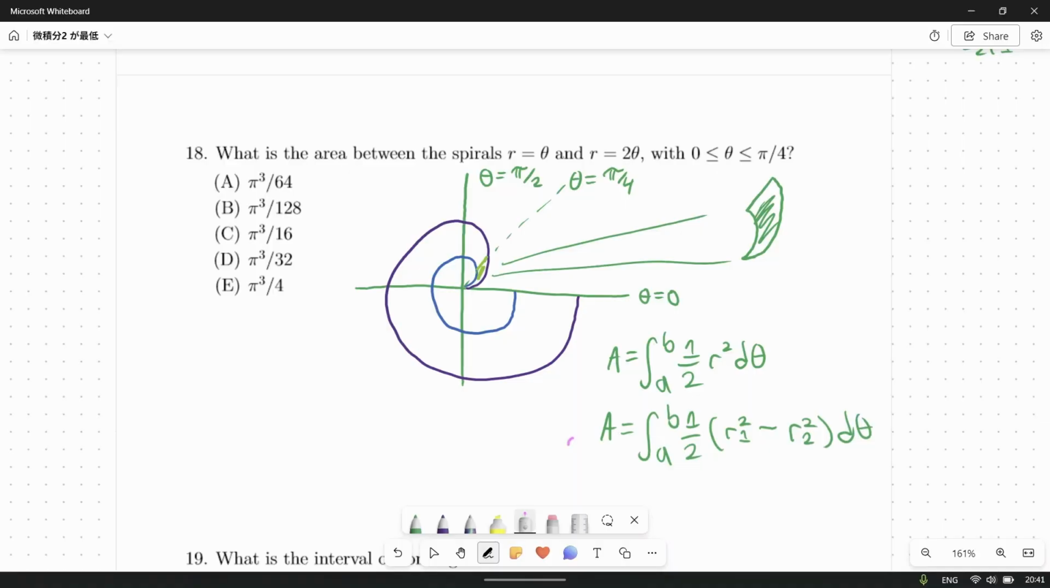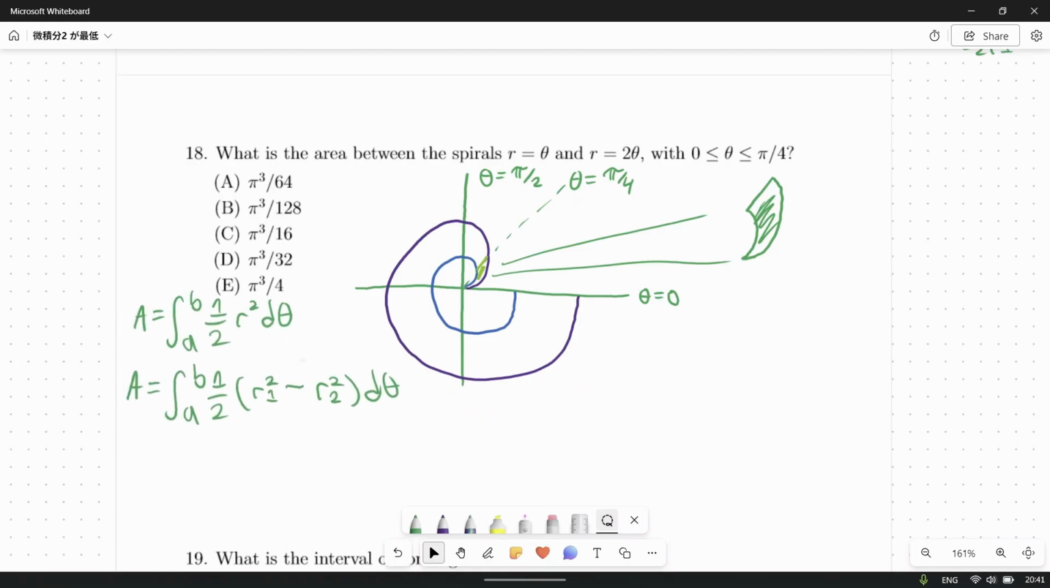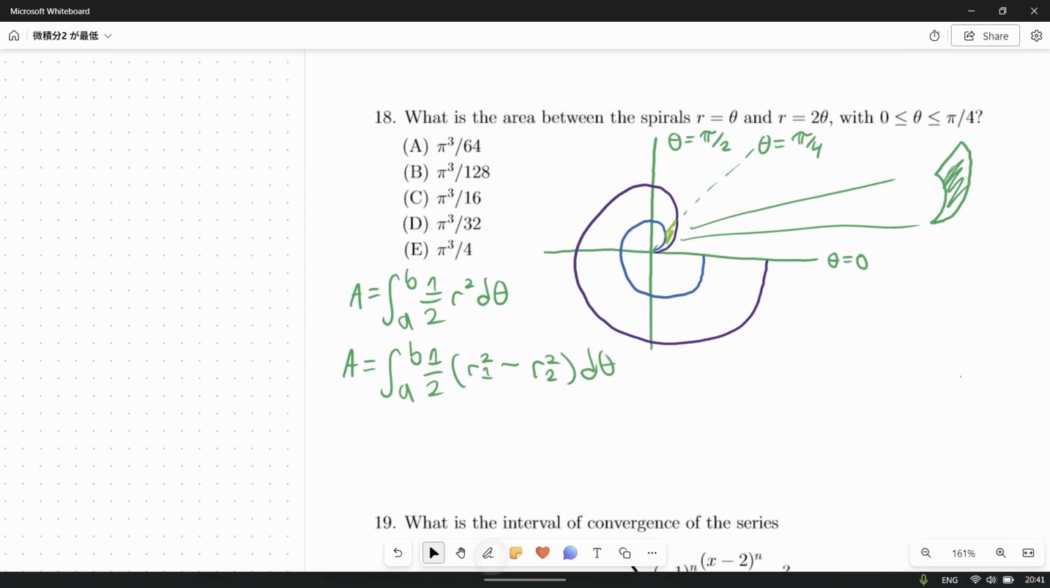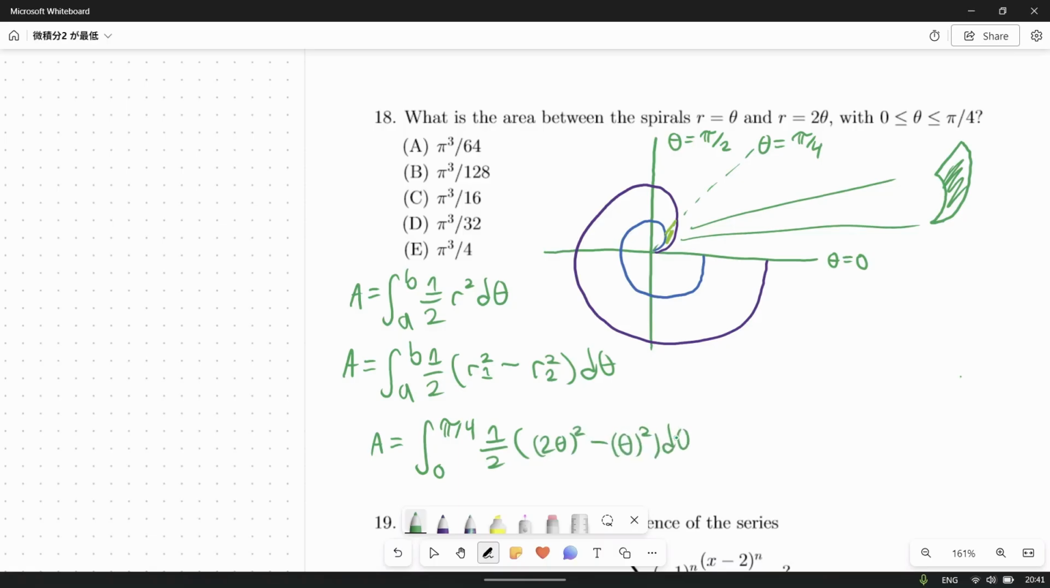So the next thing I'm going to do is move these equations to the left side to give myself more space. And so we can say that our equation to find the area in this case is going to be equal to A equals the integral from 0 to pi over 4 of 1/2 times 2 theta squared minus theta squared with respect to theta.